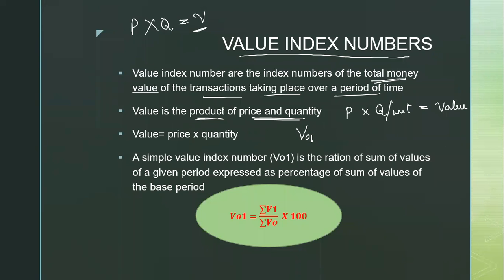V01 is the ratio of the sum of values of a given period. Again, it will consider both the base and the current period.